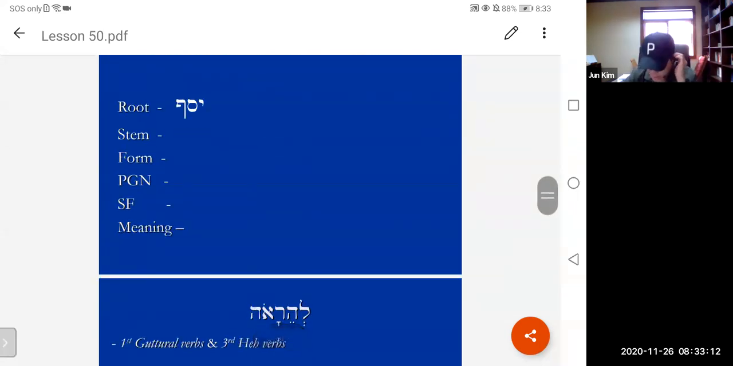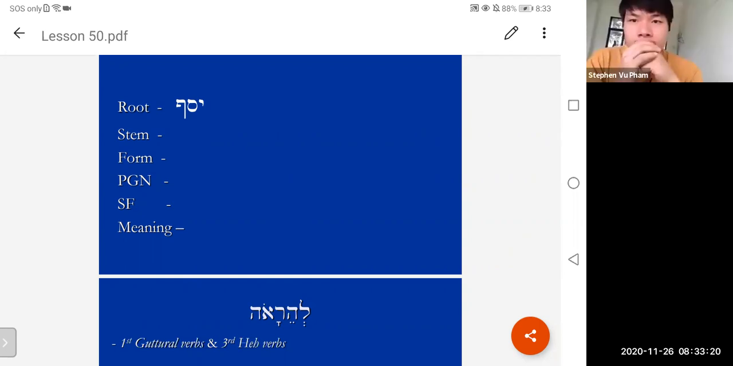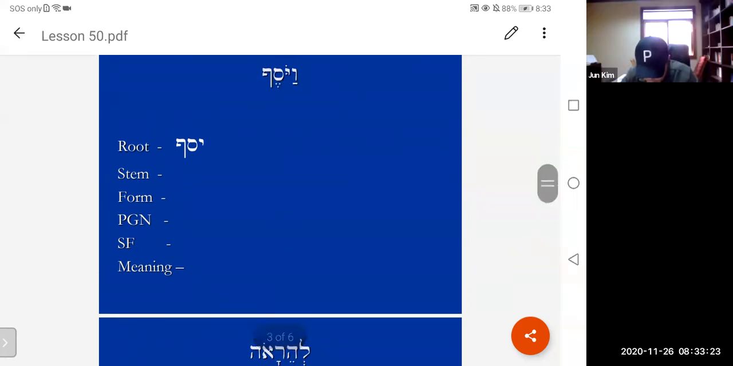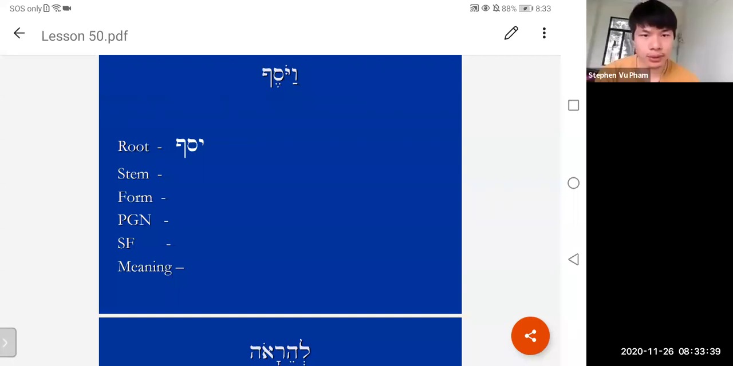Okay, so then go ahead, Stephen. This prefix, 3 MSG, specifically verb conversive. Meaning, and he, he feels calls to act.